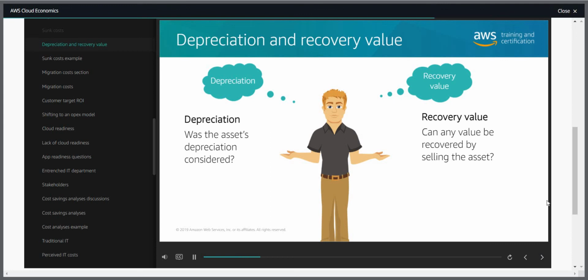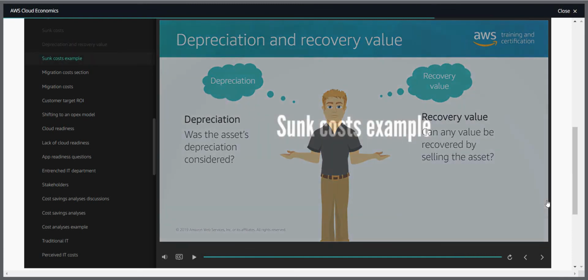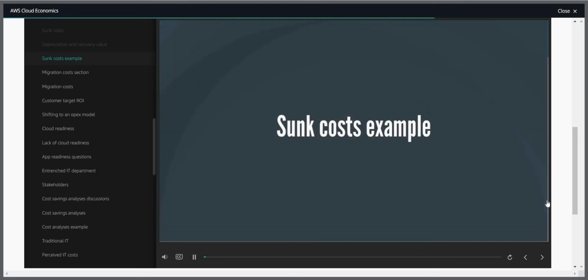You can begin by asking the accounting department for non-depreciated assets for the hardware you are evaluating. When you talk with your customers, some will provide you with a large number for sunk costs. Therefore, you should always evaluate the sunk costs for 2 factors: depreciation and recovery value. Here's an example of a customer discussion about sunk costs.